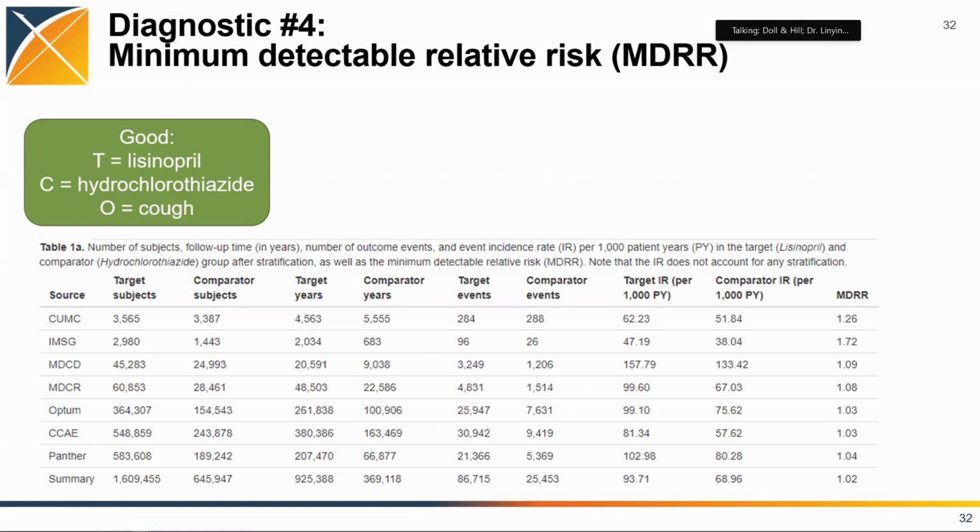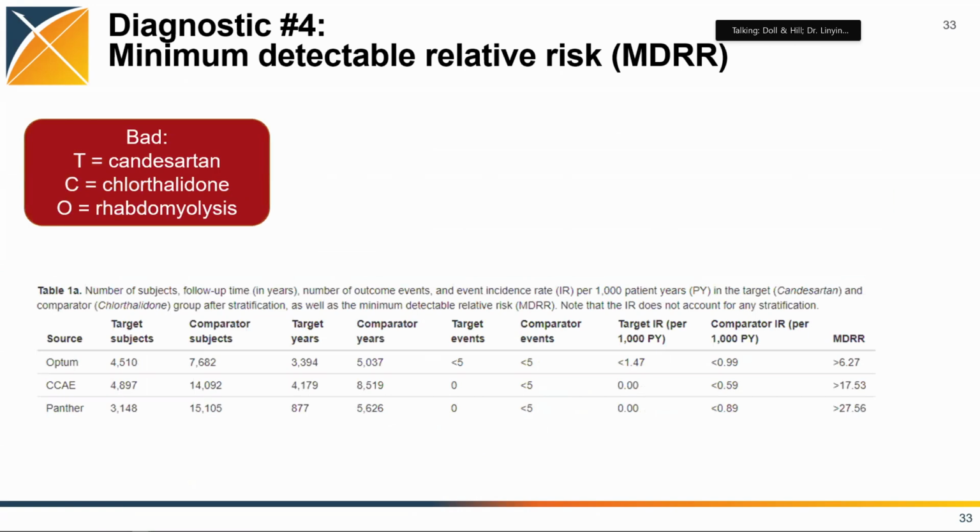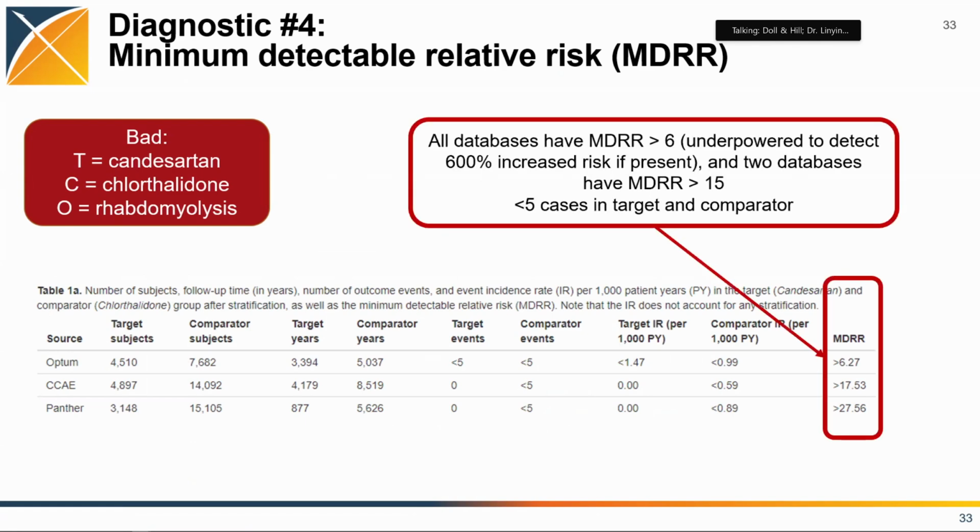We also report these diagnostics across all databases and all hypotheses that we tested. So this MDRR, in this case, is all less than 1.75. That means the study is able to detect a 75% increased risk if present across this database, versus a bad MDRR of like 6 or 20 or 30 or even hundreds that we have seen for some very rare outcomes. That means the effect size has to be 6 times more elevated compared to your control in order for it to be detectable.